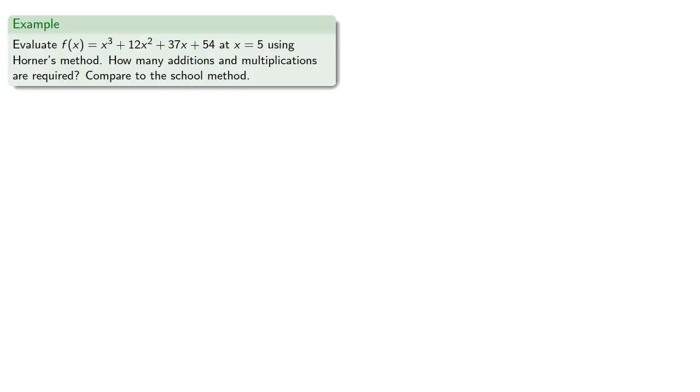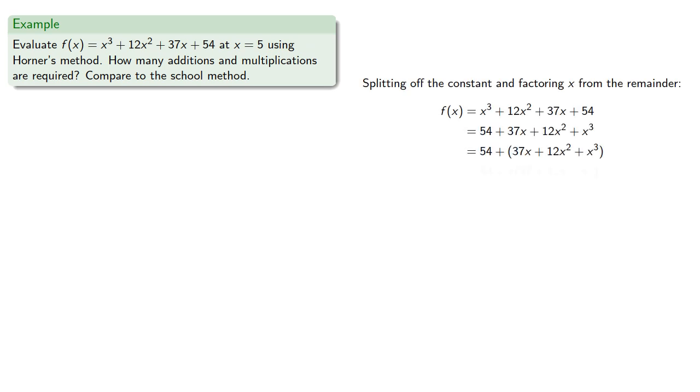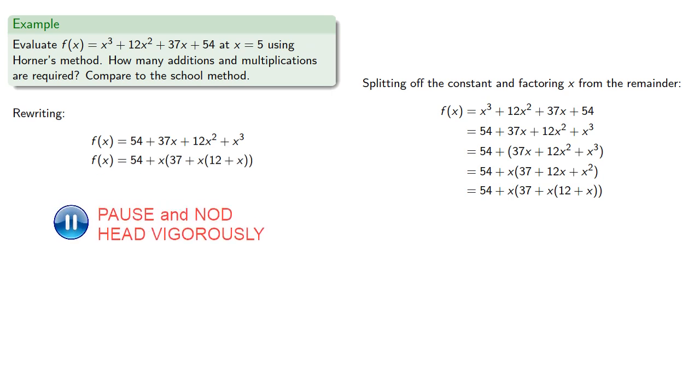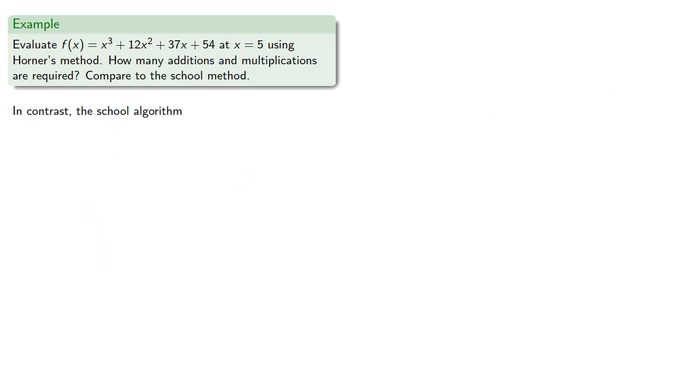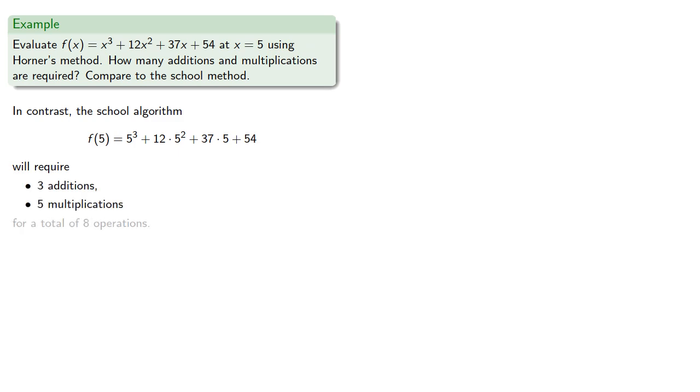For example, let's suppose we want to evaluate a cubic polynomial. So splitting off the constant and factoring x from the remainder gives us, and so we can evaluate f of x by finding, and so evaluating f of 5 will require 1, 2, 3 additions and 1, 2 multiplications for a total of 5 operations. In contrast, the school algorithm will require 3 additions but 5 multiplications for a total of 8 operations.